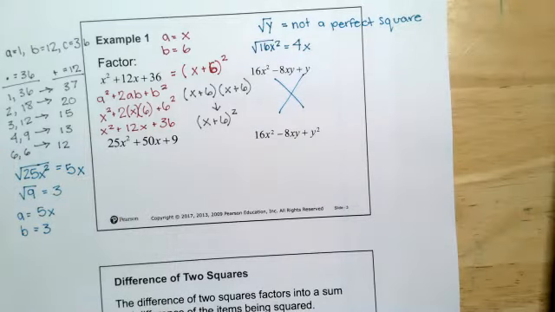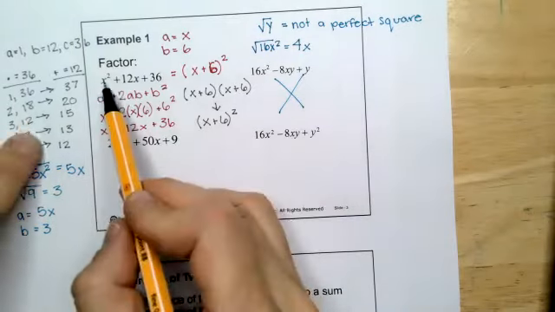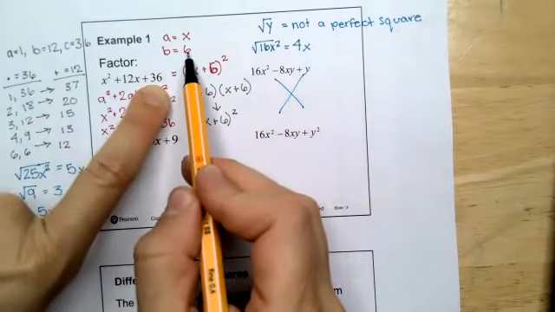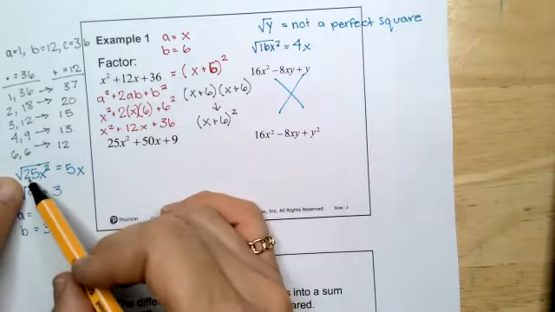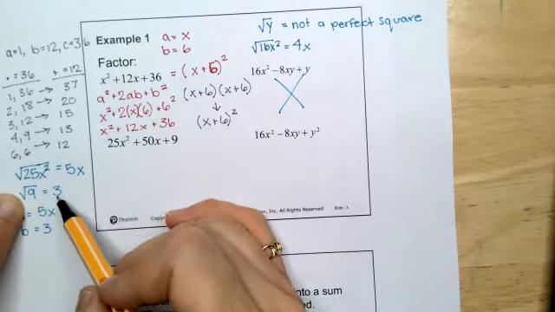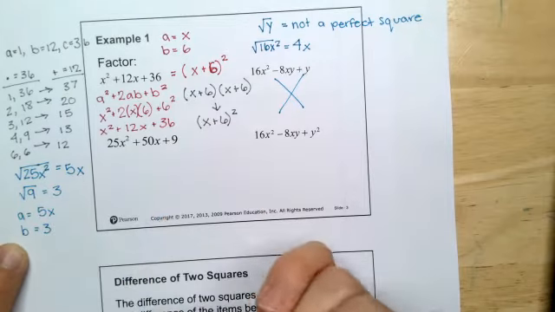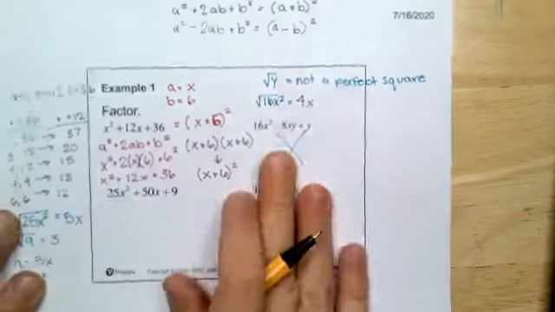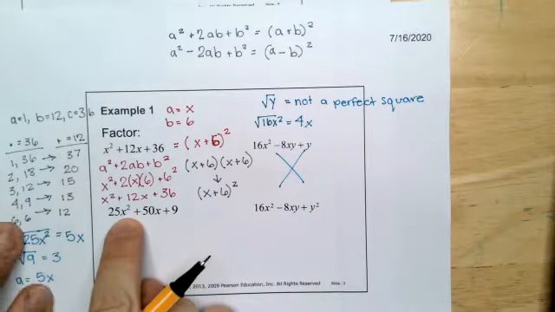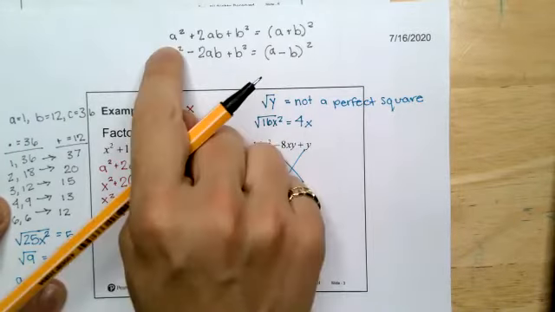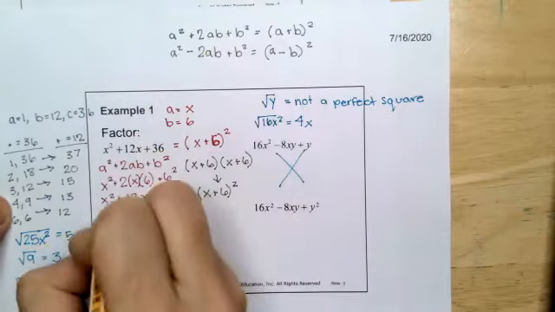Any questions? So just like the square root of x squared was x, the square root of 36 is 6. The square root of 25x squared is 5x. The square root of 9 is 3. So my a is 5x, my b is 3. There's a plus sign in front of the 50x. So we're going to say it's a squared plus 2ab plus b squared.